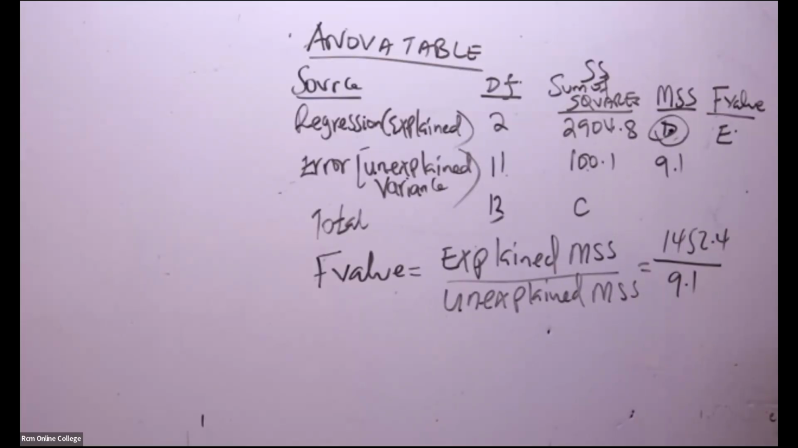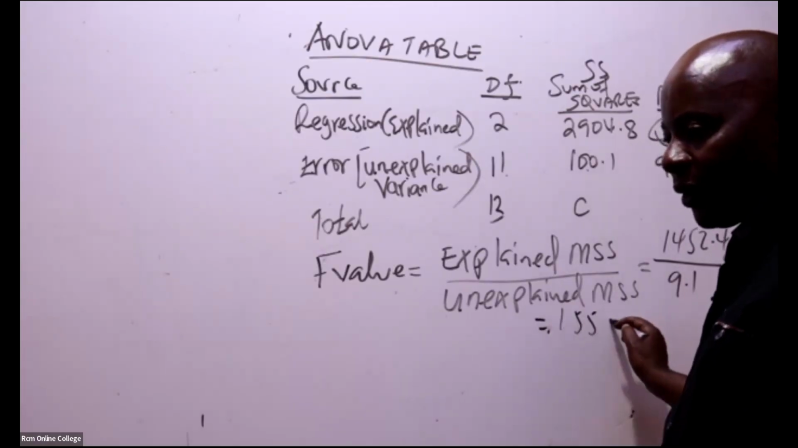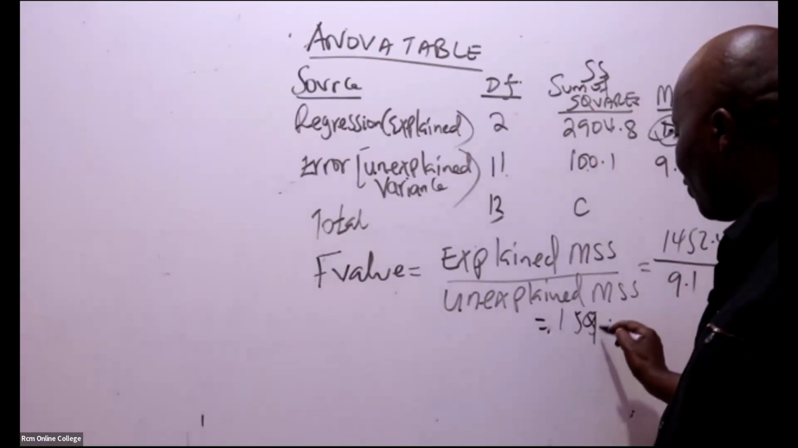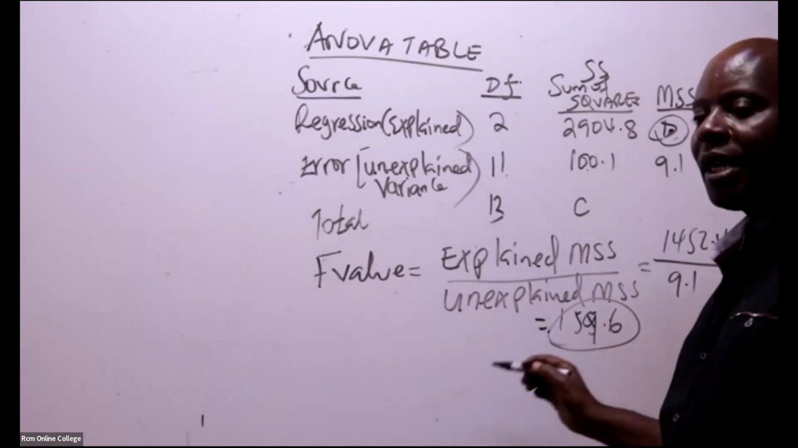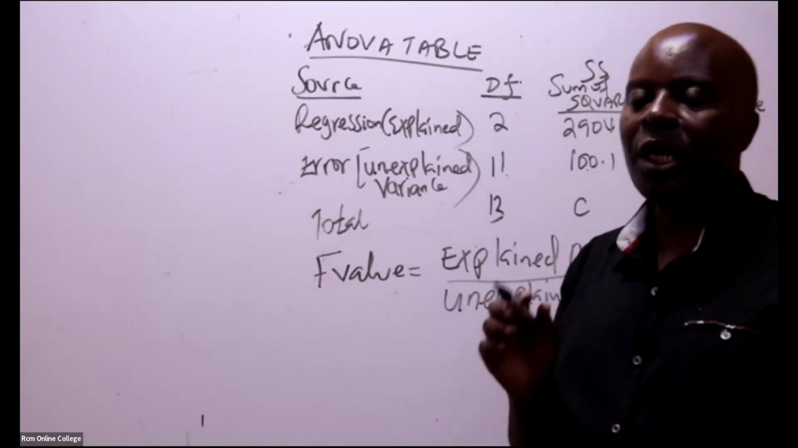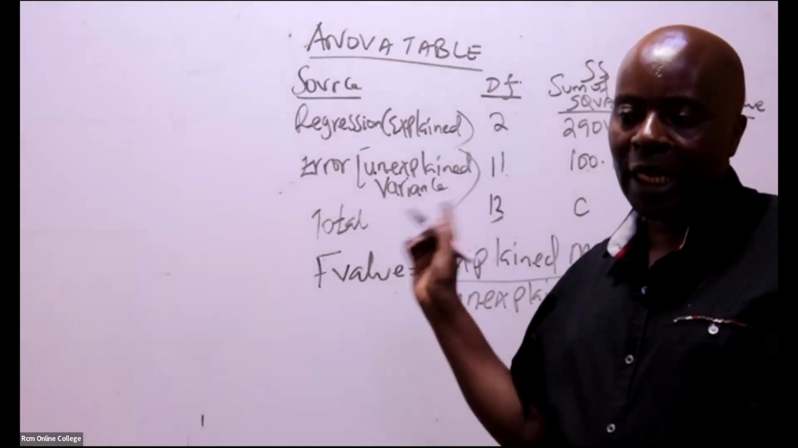To get this F ratio, they are getting here 159, which is really, really high. Very good. The higher it is, the better the predictor. But I would want to take these few minutes to explain what this stands for really.